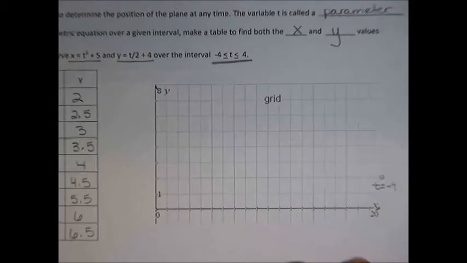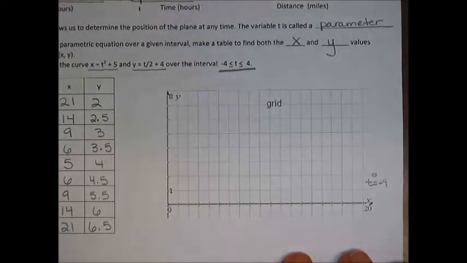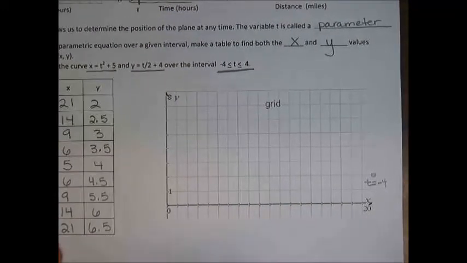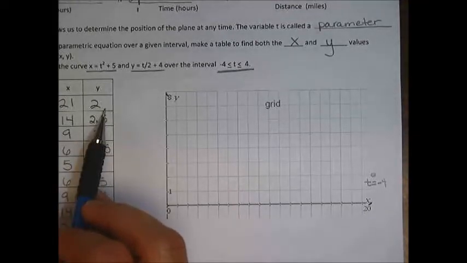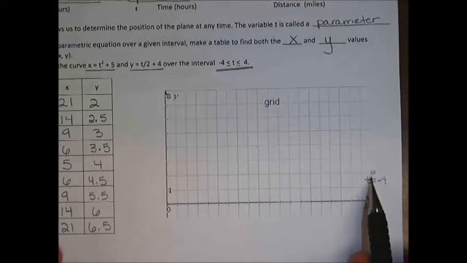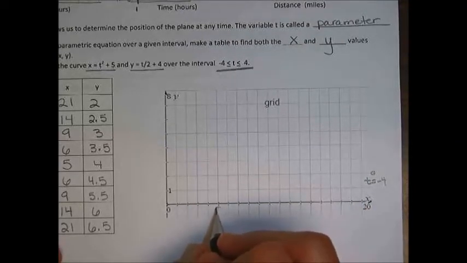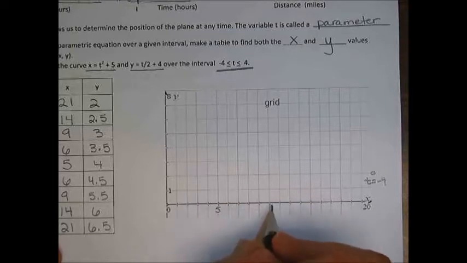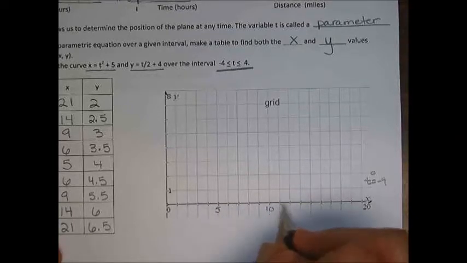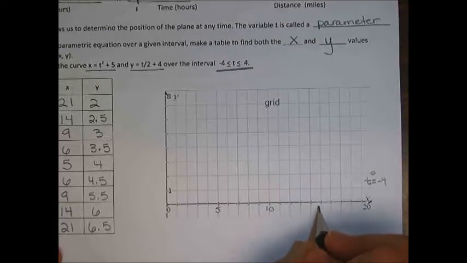And then graphing the next point. Notice I'm not graphing t is negative 4. I'm just going over 21 in the x direction and up 2. Over 21, up 2. I'm just marking it with t is negative 4. 1, 2, 3, 4, 5, 6, 7, 8, 9, 10, just to give me a scale here so I don't have to count every single time. 11, 12, 13, 14, 15.